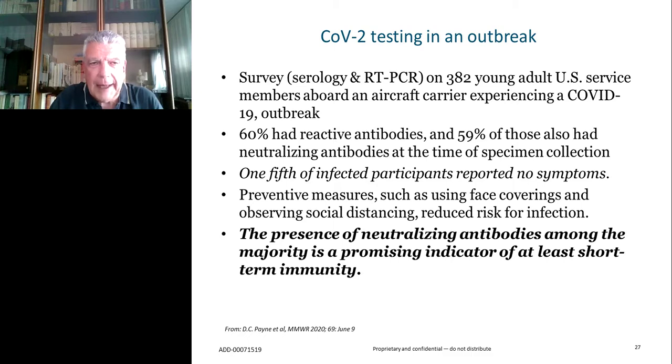Another thing that people would like to know is what happens if I test, during an outbreak, people that maybe do not have symptoms. This has been brought to our attention by a recent experience, a testing carried out on an aircraft carrier by the US Navy, where they experienced an outbreak. And they did find that indeed 60% of the population, a young adult population here, had reactive antibodies, and 59 of those already had neutralizing antibodies at the time of specimen collection. But 1/5 had those symptoms.